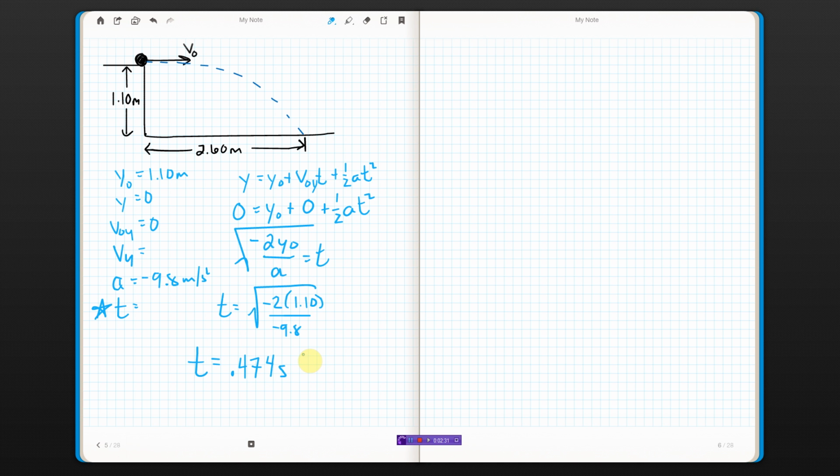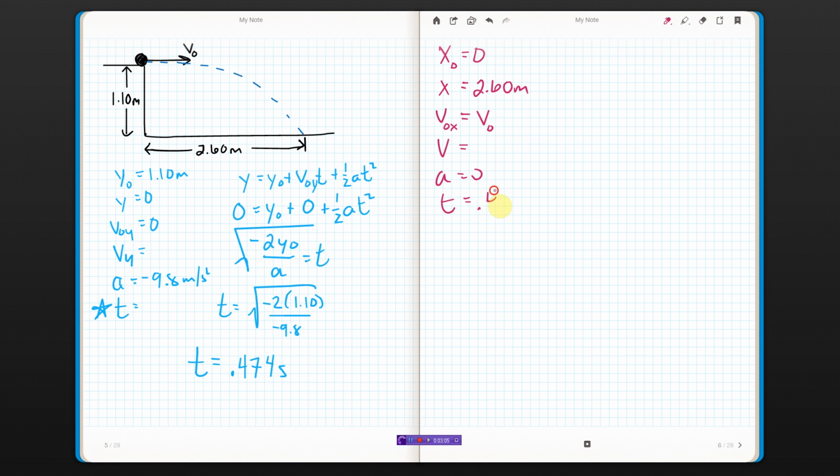So now that I have the time, I know that in the x direction, it started at a position of 0 in x, but it ended at a position of 2.6 meters, and v naught is what I'm looking for. Basically, how fast does it leave horizontally? It is v naught because it was horizontal. V, same thing, but I'm not going to write it down. A is 0. And time now is 0.474 seconds. That's how long it has to fly through the air.